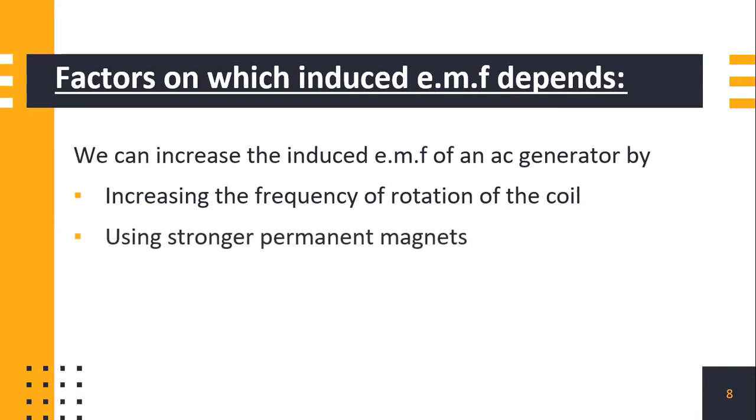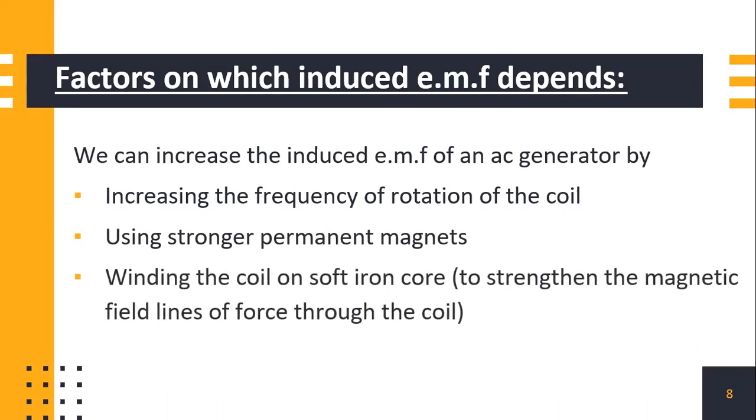The second factor is using stronger permanent magnets. If the strength of the magnet is stronger, then we will get a maximum induced EMF. The third factor is winding the coil on a soft iron core. We wind the coil on the soft iron core to strengthen the magnetic lines of force through the coil. These are some of the factors on which induced EMF depends.